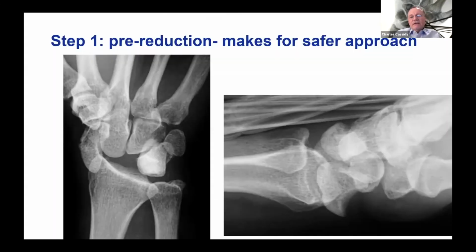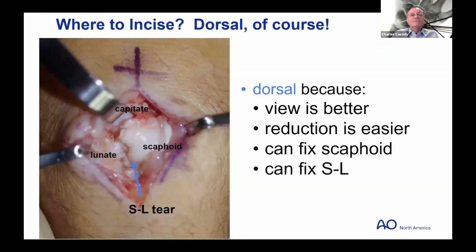If you have a lunate dislocation, pre-reduction makes for a safer approach. If you need to go volar, the carpal tunnel is distorted by the lunate. You have to be very careful that you don't damage the median nerve. So start proximally in the distal antebrachial fascia and work proximal to distal and protect the median nerve as you're exposing it. Okay, but in general, I like to go dorsal because the view is better, the reduction is easier.